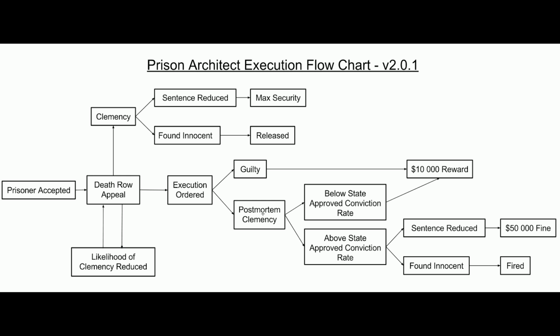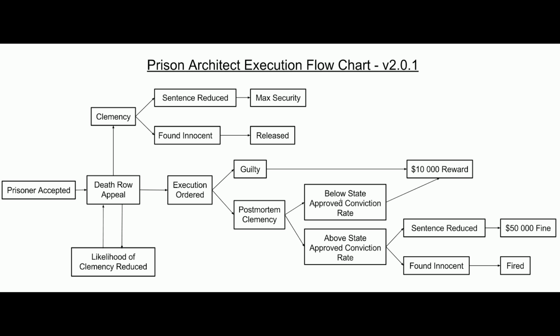If in the chance that he would have been granted clemency after he died, so post-mortem clemency, things may have gone bad. Since our likelihood of clemency was above the approved state conviction rate, then we would have been in some deep trouble. If he would have got a reduced sentence, we would be fined $50,000. But if he was innocent, we would have been fired. And that wouldn't have been good, right?